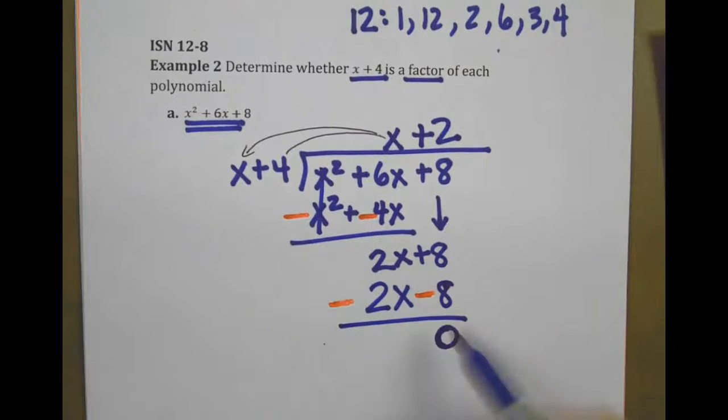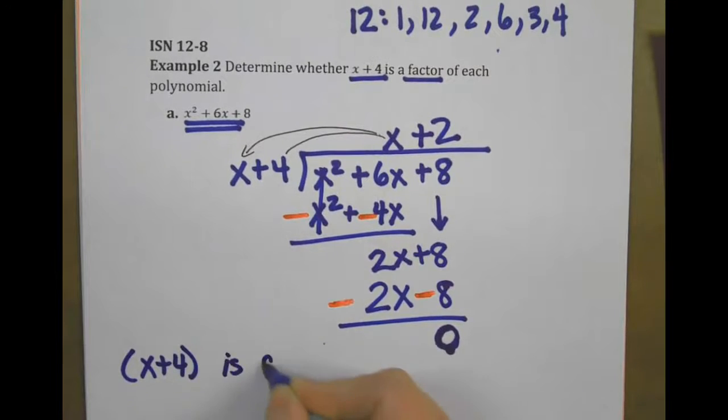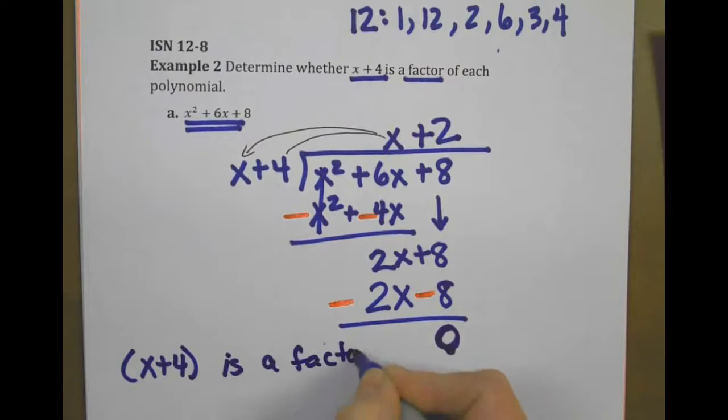There is no remainder. The answer is 0. If the answer is 0, that means that x plus 4 is a factor, because the answer right there was a 0.